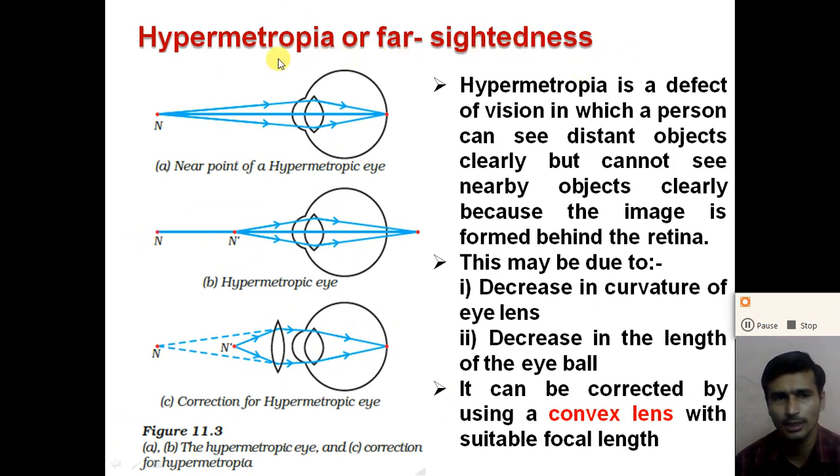For normal vision, the image will be formed on the retina, but if the lens stays thick and does not become thin, right?